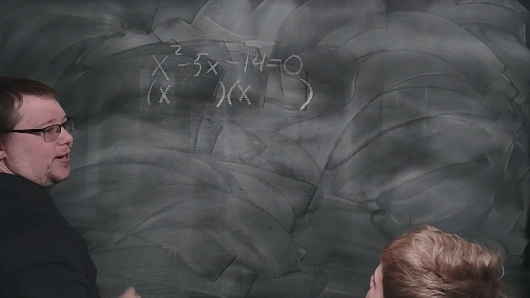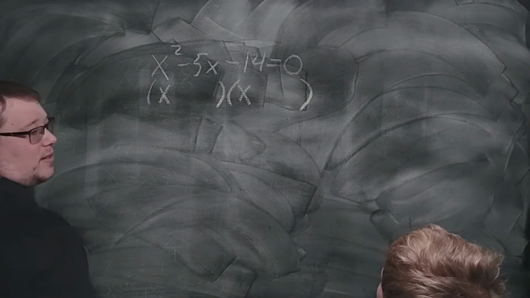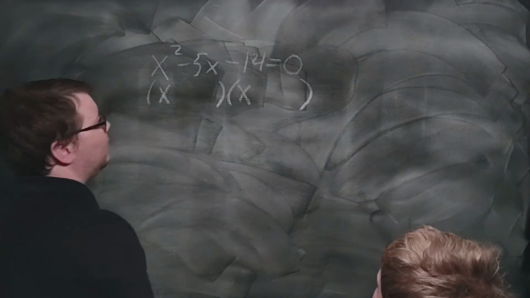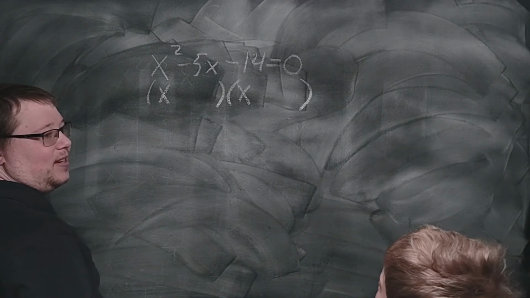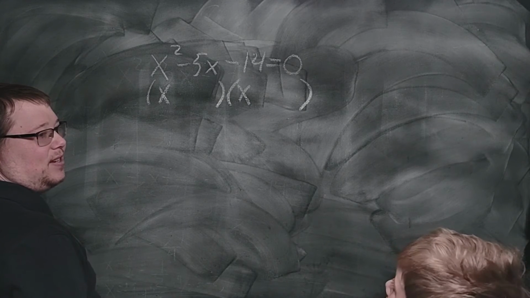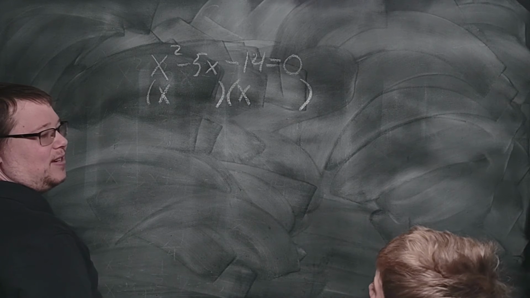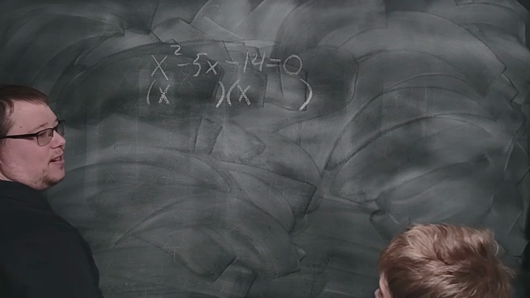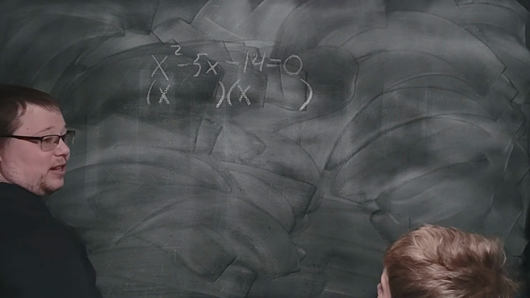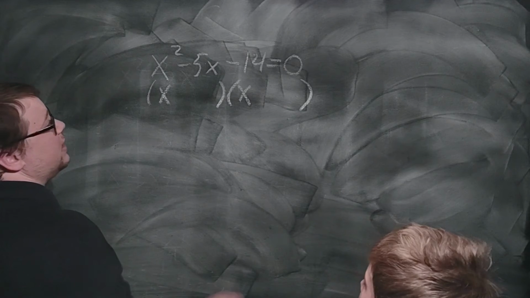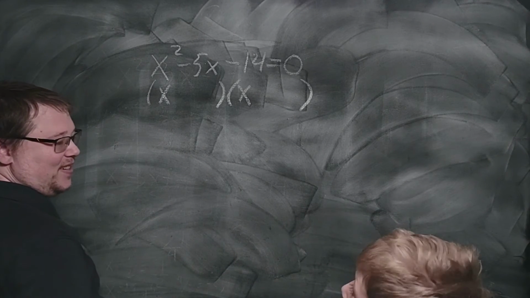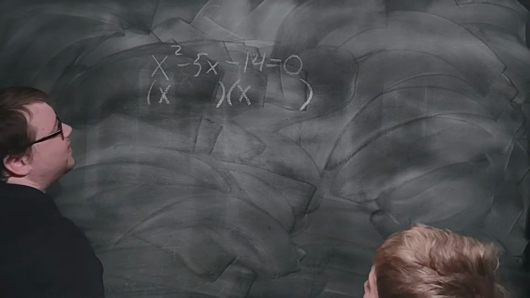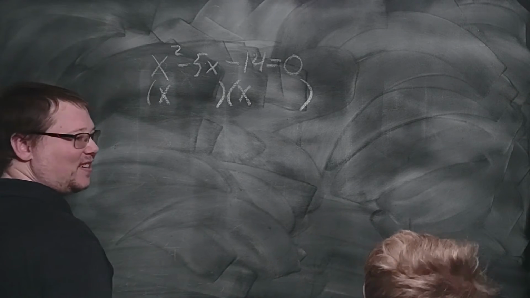What are we looking for? Two numbers that multiply to give you negative 14 and add to give you negative 5. What's that going to be? It's going to be negative 1 and negative 4. Negative 1 and what? 4. Negative 1 times 4 gives you 14? So it must be, I don't know.